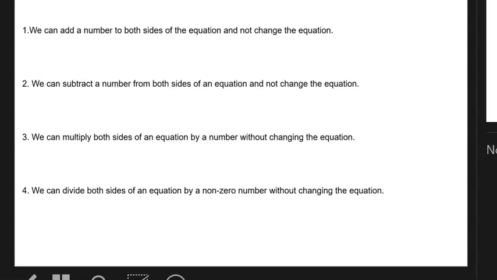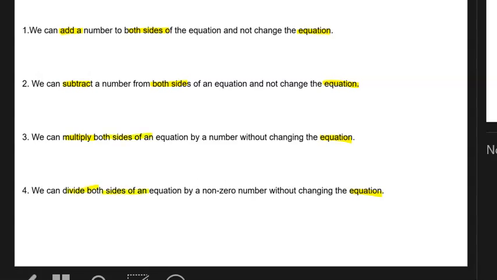In this video, we're going to look at how to solve inequalities. Previously, we already talked about how to solve equations. When we have an equation, we can do these four operations to get the unknown variable by itself. For example, we can add a number to both sides of the equation, or subtract, or multiply, or divide.